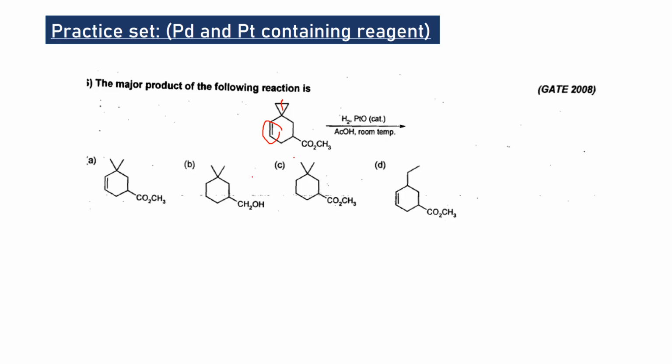and in this case there is an ester group, but that will be unreacted in presence of platinum. So these two will react. So the correct option will be option C. In presence of platinum hydrogen, this ester group will be unreacted. Only the carbon-carbon bond will break and this hydrogenation will be performed.